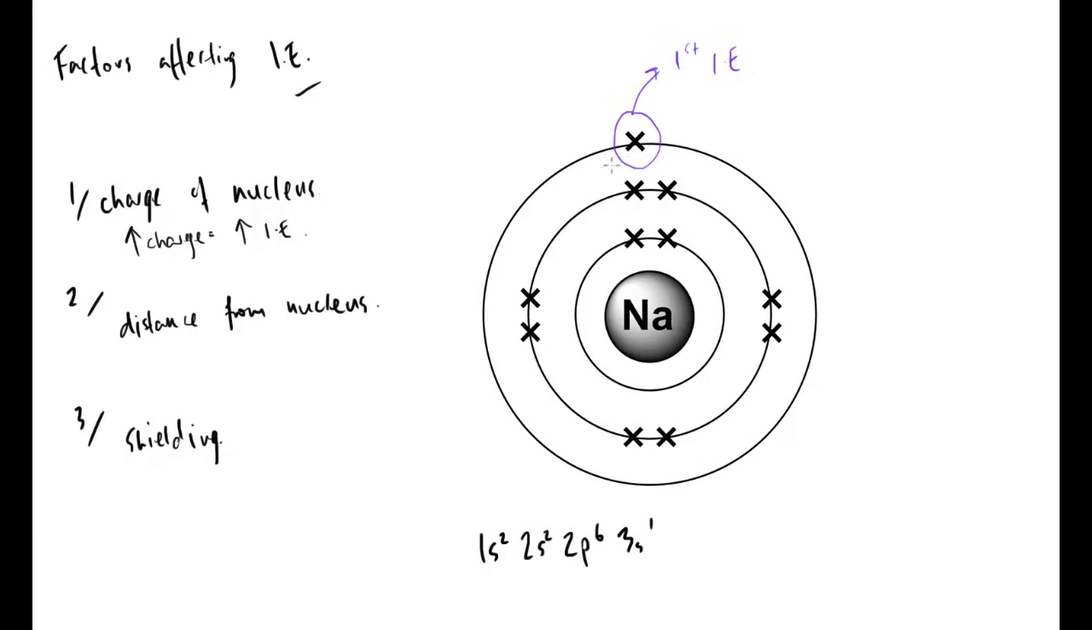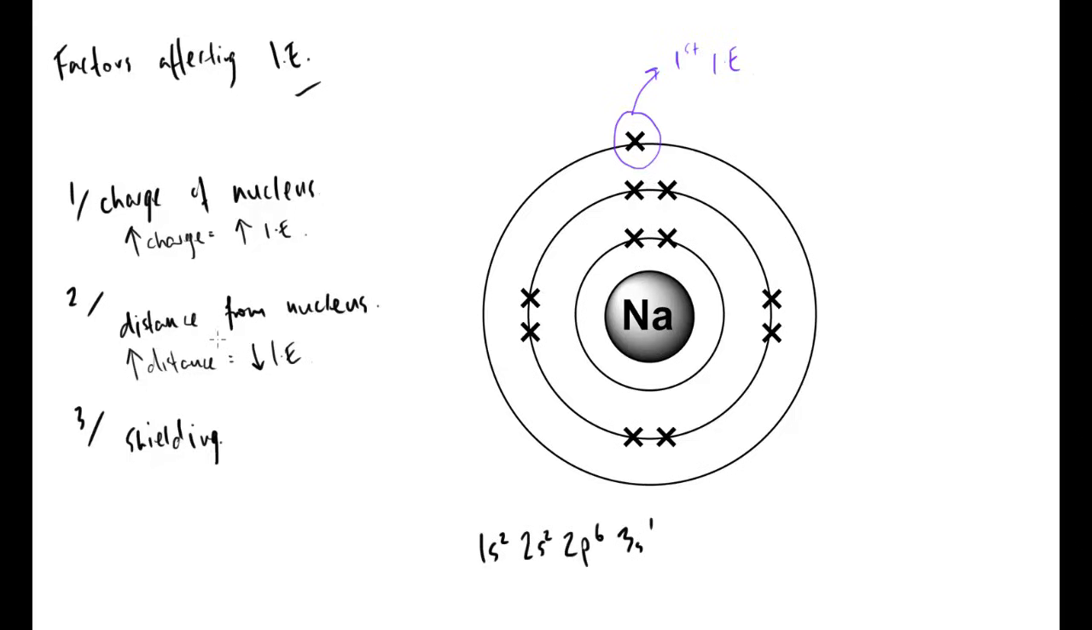Distance from nucleus, it's a similar idea. If we look at this one here, compared to this one here, this electron, if we were to have removed all these already, this one is being removed from much closer to the nucleus. Therefore, there's much more attraction there. This one's much further away, so there's less attraction. This one would require much more energy compared to this one. So again, this time we could say increase distance, decrease ionization energy.